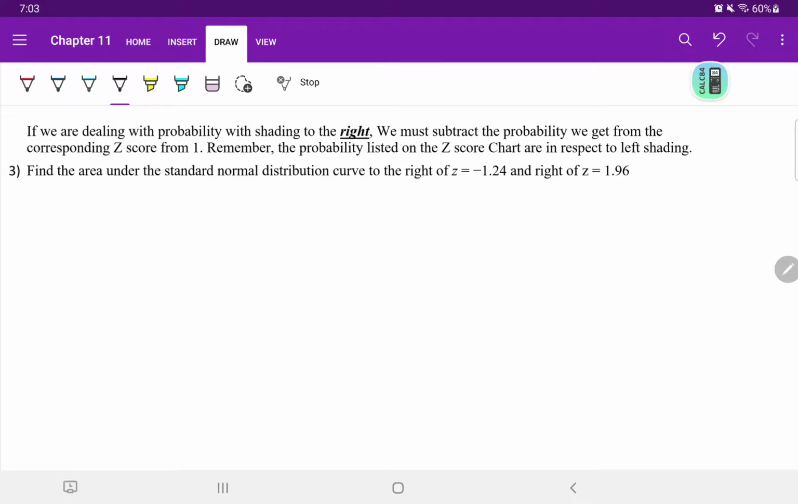All right, guys. Now, we're going to focus on what happens if we have shading to the right. If we are dealing with a probability with shading to the right, we must subtract the probability we get from the corresponding z-score from 1. Remember, the probabilities listed on the z-score chart are with respect to left shading. So if you have shading to the right, you will draw your standard normal distribution curve and sketch that area. Once you find the probability of that z-score, subtract that probability from 1. And you must do that when it's right shading.